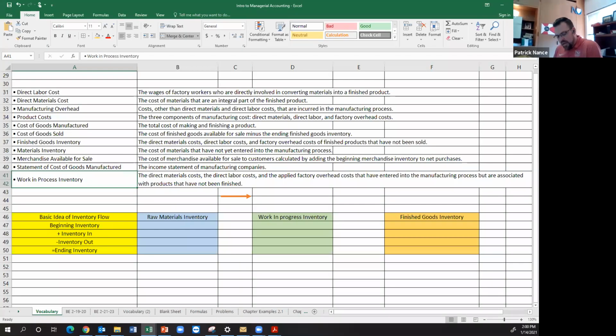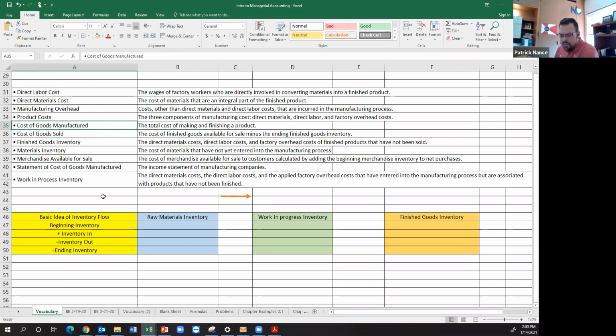Okay, now we're going to talk about cost of goods manufactured. Cost of goods manufactured is the total cost of making a finished product. So we're talking about effectively our product cost, mostly or pretty much solely our product cost, but how that moves through, in this case, a manufacturing facility.